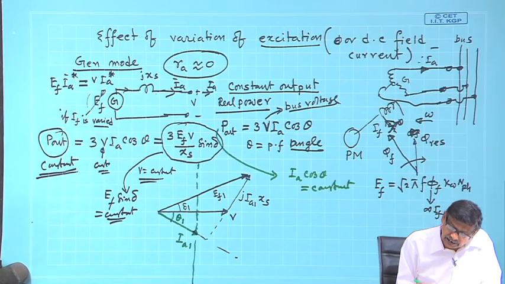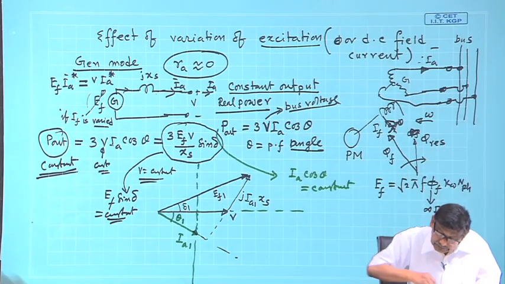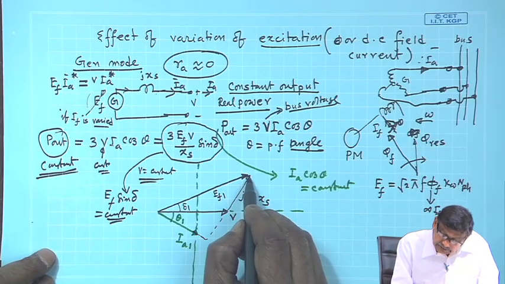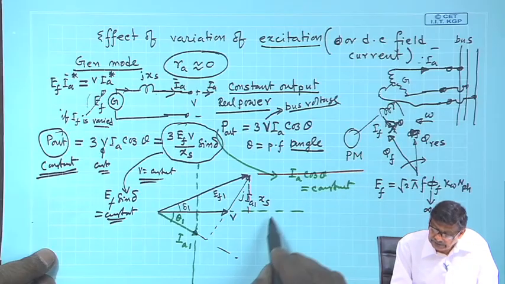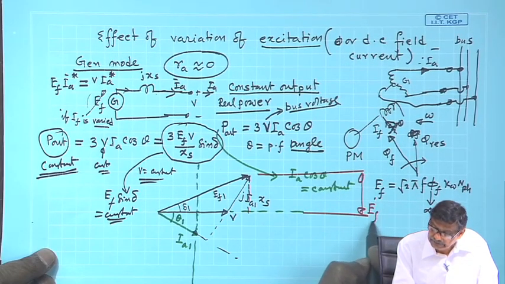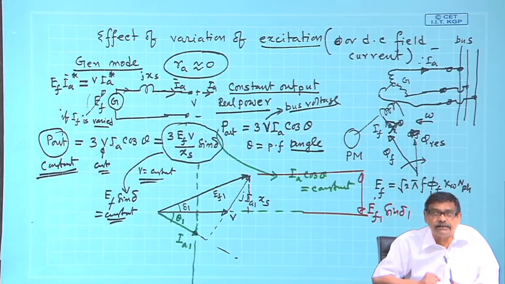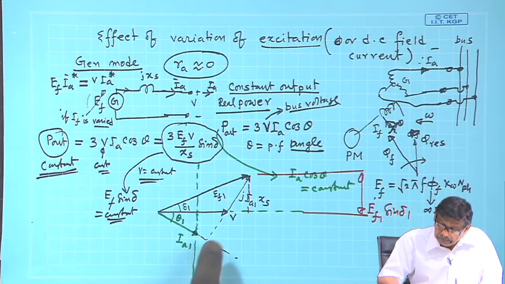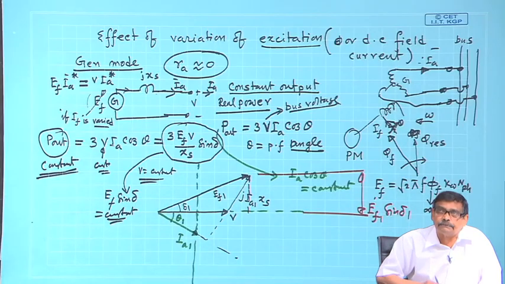Now, what is E f sin delta? E f sin delta is this length, this vertical length. This is your E f sin delta in general, E f 1 sin delta 1 in this case. And I am telling you, play with your field current, this thing must remain constant. Understood?